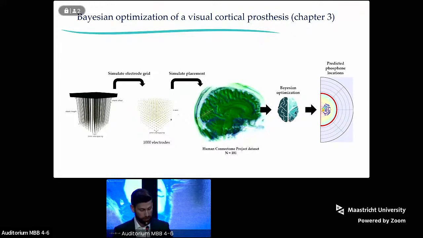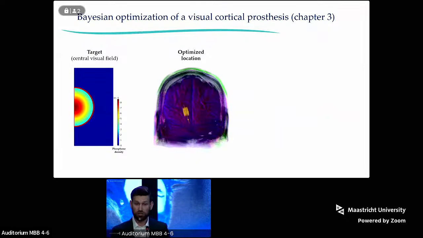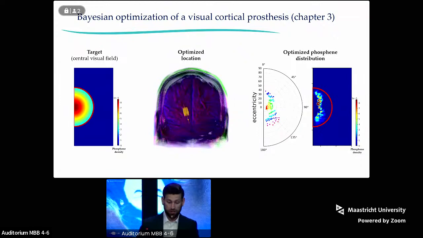So overall, our algorithm seems to work really well. Here's an example. If you want to target, for example, the central part of the visual field, this is where our optimization framework tries to place these electrodes in the visual cortex. And this is what the possible result could be for an individual. So it's nicely inside the region where we want to have it.